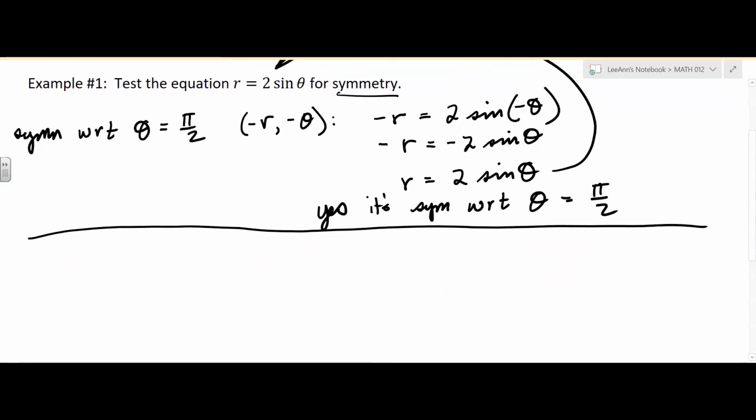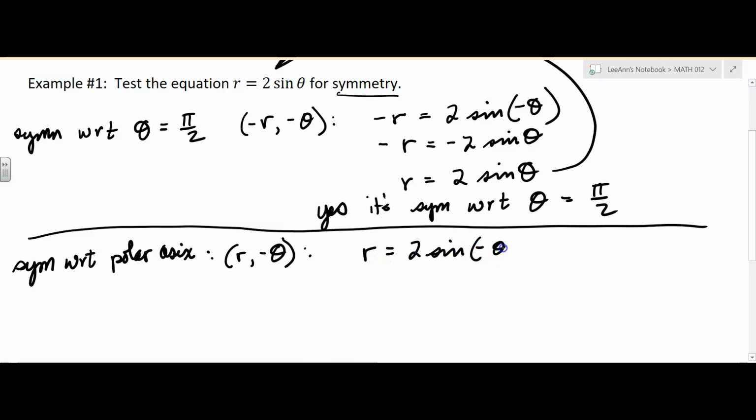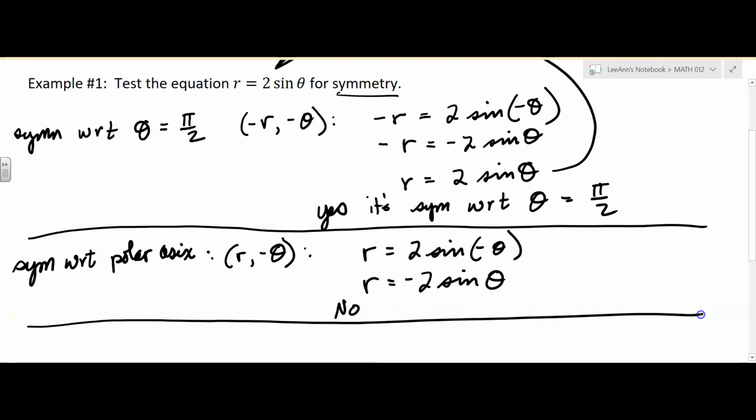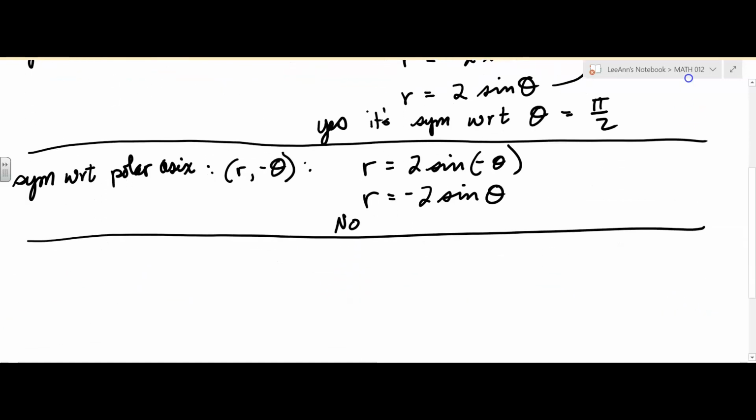So for symmetry with respect to the polar axis, we're going to use r comma negative theta. Well, when we do that, we're going to get r equals 2 sine negative theta. That's going to give us r equals negative 2 sine theta. And that's not the same thing, so no. Not symmetric with respect to the polar axis. Now we'll check the other one.